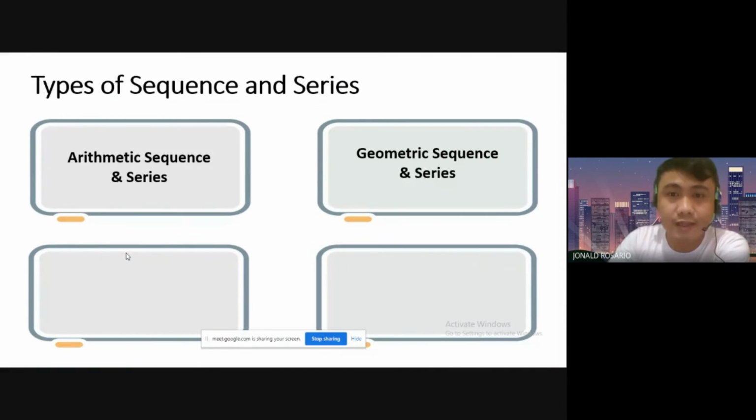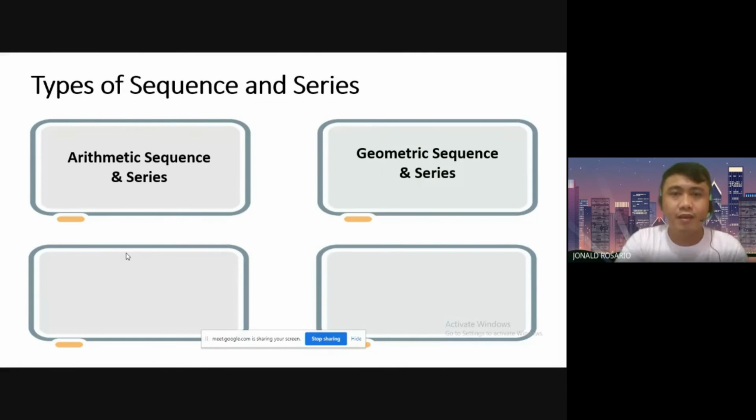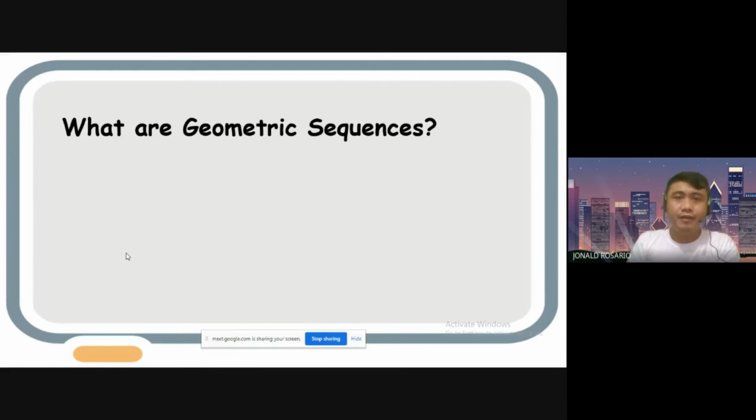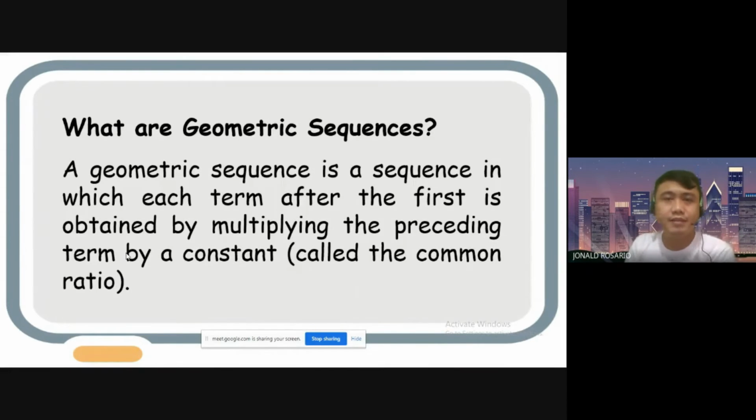Okay, next is we have the geometric sequence and series. What are geometric sequences? A geometric sequence is a sequence in which each term after the first is obtained by multiplying the preceding term by a constant called the common ratio. So sa geometric sequence naman, instead of adding a constant, we're going to multiply.